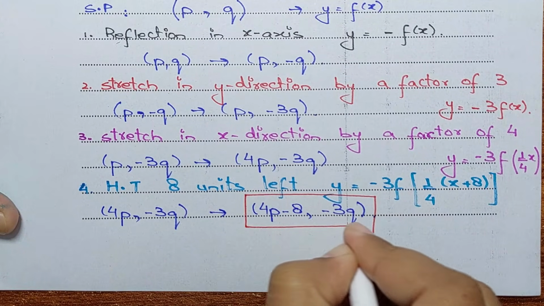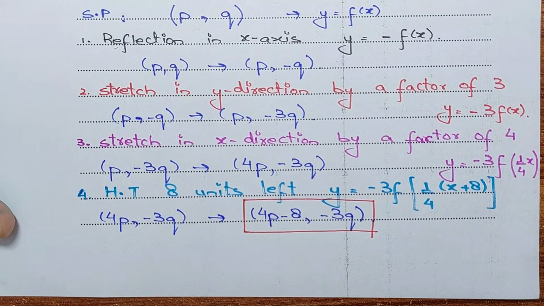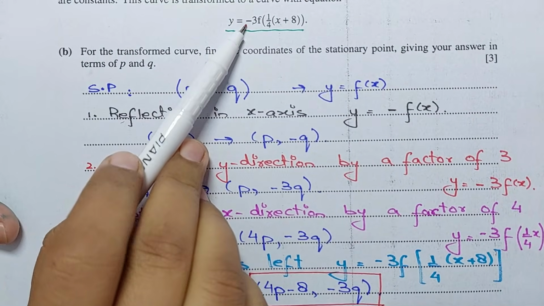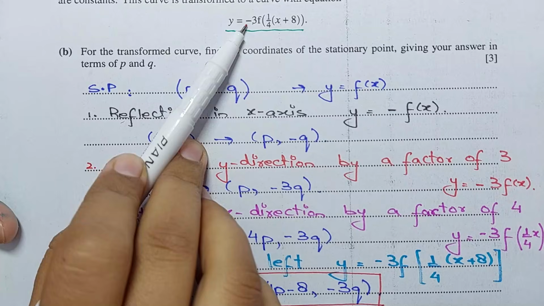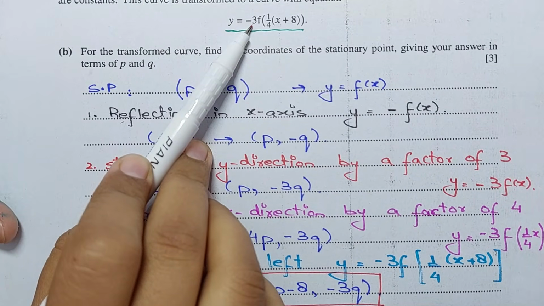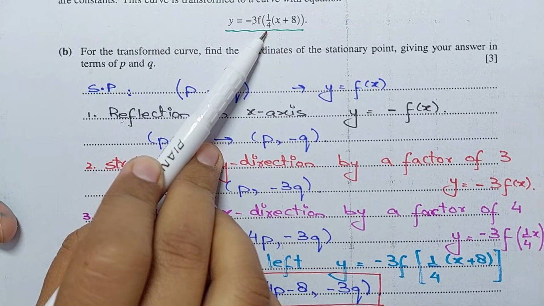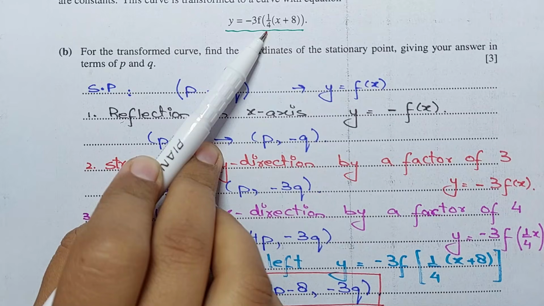These are the stationary points for the transformed curve. I hope this is clear now. So the first thing, we have a reflection in the x-axis. The y coordinate is reversed. Then we have a stretch in the y direction by a factor of 3. The y coordinate is multiplied by 3. Then we have a stretch in the x direction by a factor of 4. The x coordinates are multiplied by 4.